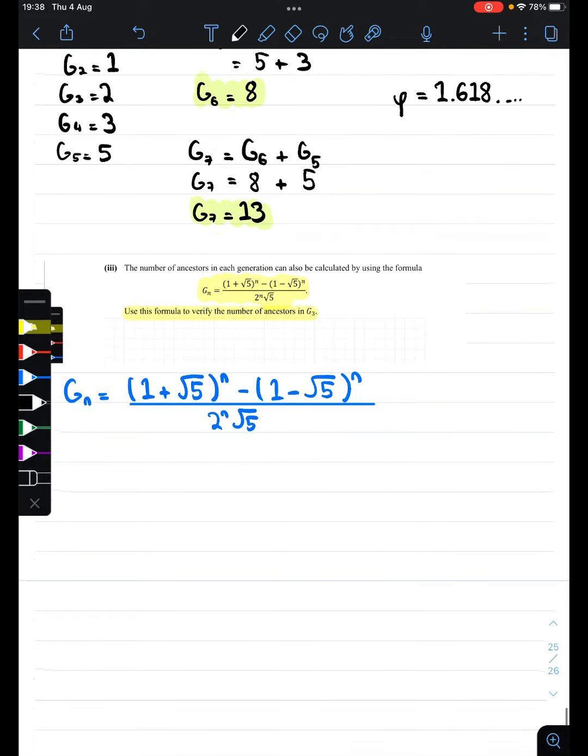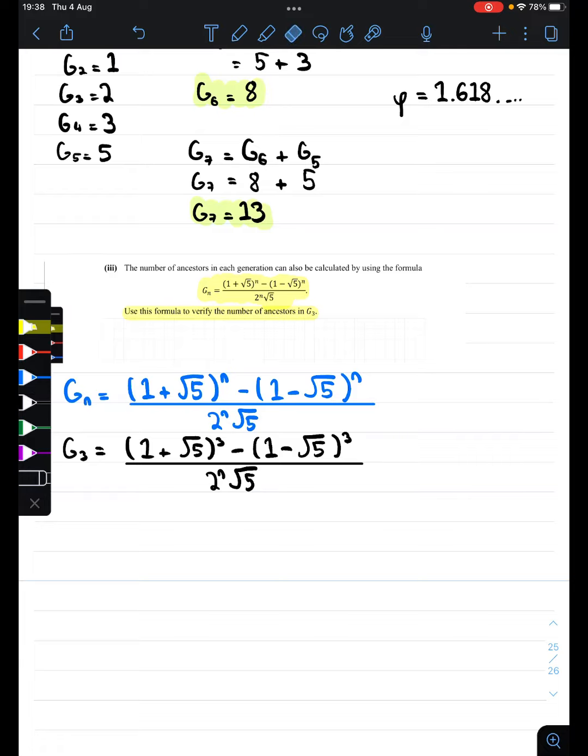And we want to find G3. Well, it makes sense that we would just sub in 3 whenever we see n. And we would hope to get a value of 2. Oh, sorry. Equals, which does in fact equal 2.